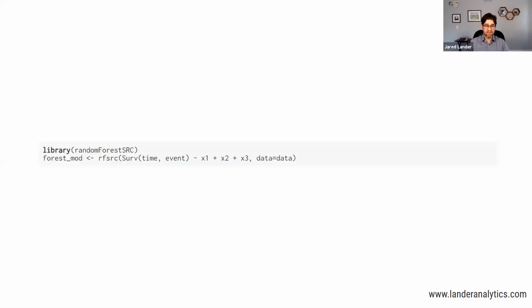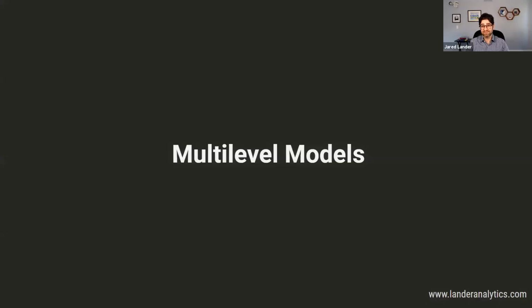And again, we could fit it with one line of code. This time we use the randomForestSRC package, which stands for Random Forest for Survival, Regression, and Classification. Our outcome variable is a Surv object, just like coxph. We give it the time and whether or not an event occurred by that time, and our inputs. And we get back a model. It's really nice. Let's turn our attention back to linearity for multi-level models.